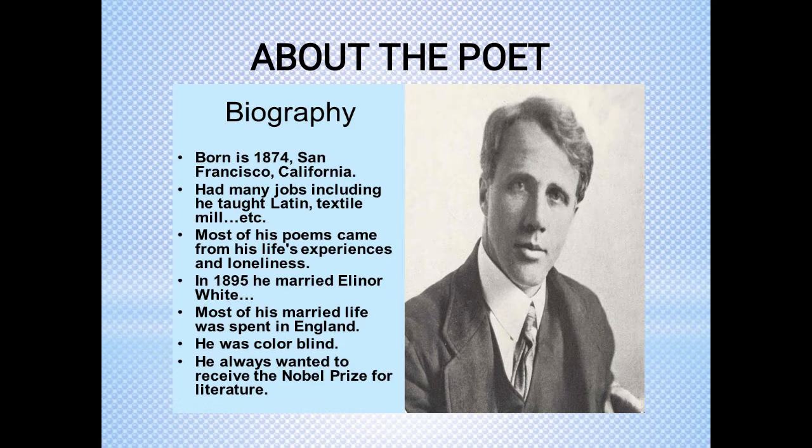Means उनकी poems जो है वो reality of life दिखाती हैं. So in 1895 he married Eleanor, and most of his married life was spent in England, and he was color blind also. Fine. He always wanted to receive a Nobel Prize for literature. So this is all about the poet. Now let me introduce the poem.